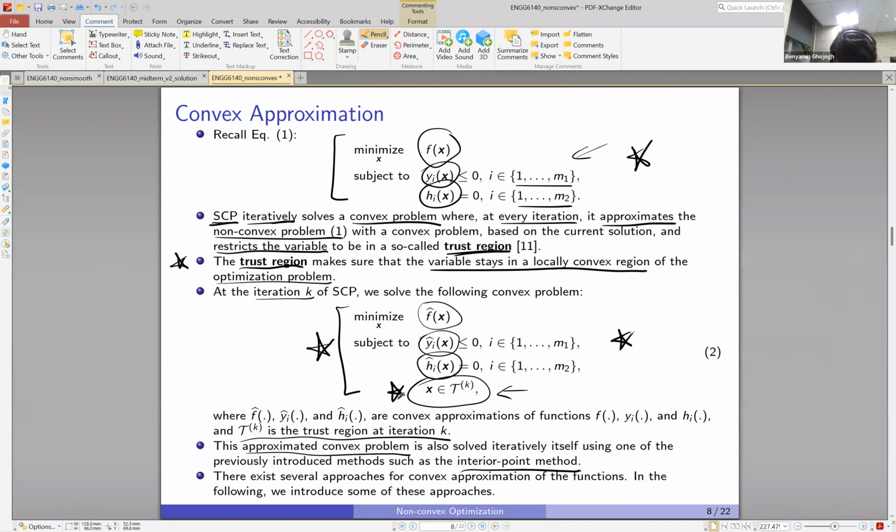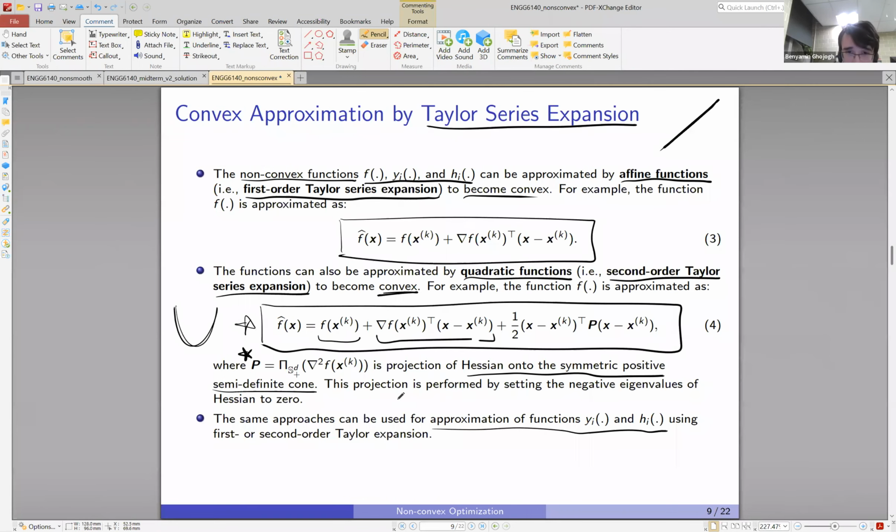Which we are also having in this optimization problem. In every iteration of sequential convex programming, we have a trust region. Okay, let's see how we can formulate that. Formulation of trust region. The trust region can be a box. By box, I mean a cube, a hypercube in multiple dimensions, right? A box or a hypercube around the point at that iteration.